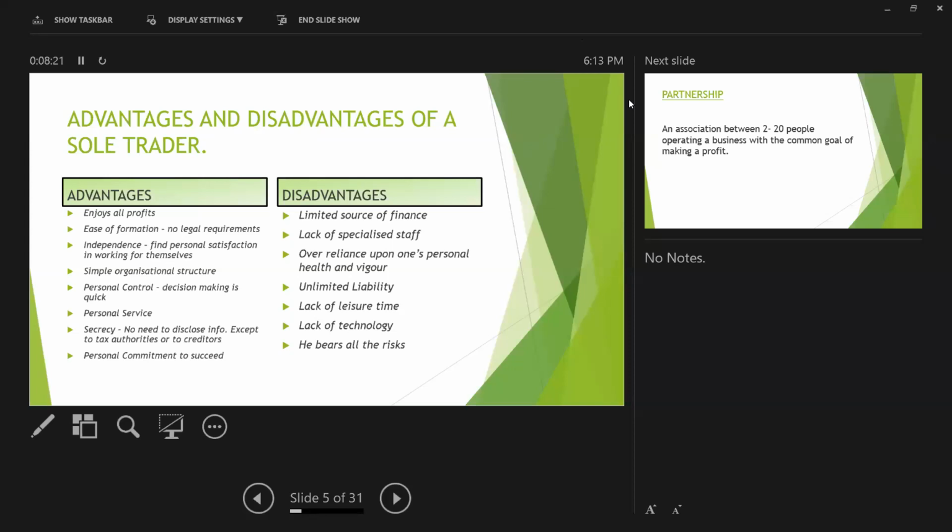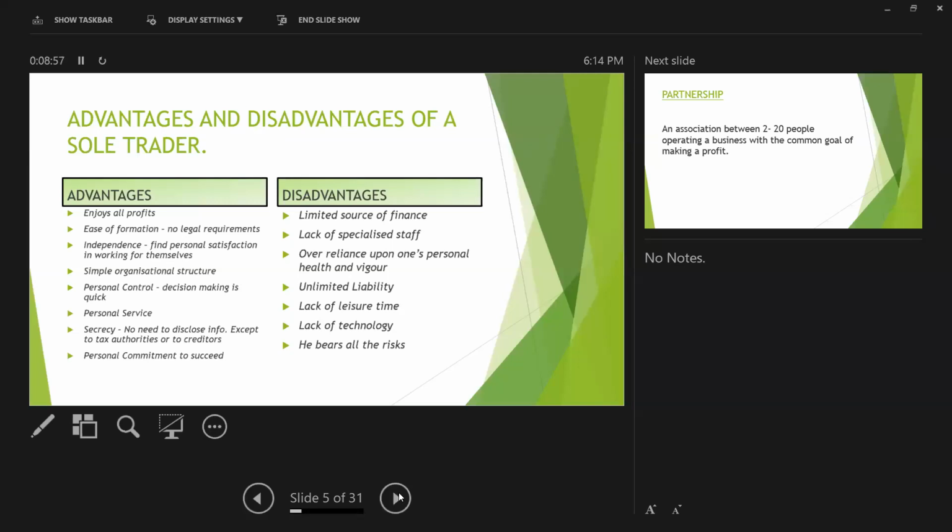Yes, partnerships. Okay, so partnership is our next business organization. And we say a partnership is an association of people coming together with the aim of making a profit. But we have different people and we would have to share this profit too. It comprises 2 to 20 persons operating this business. Okay.